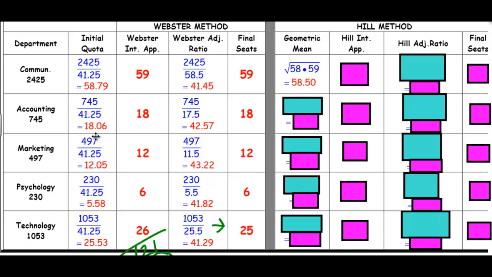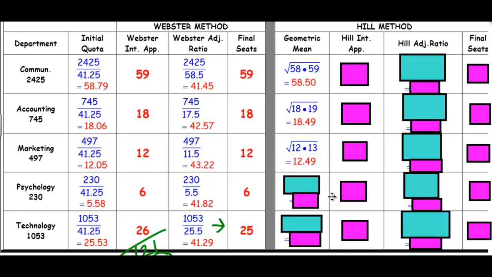Next we have 18.06, which lies between 18 and 19, so those are the two values we'll use. Think about when we truncated these values on Friday: it's always the whole number and then the one above it. That gets us 18.49. Over here we have 12.05, which lies between 12 and 13.